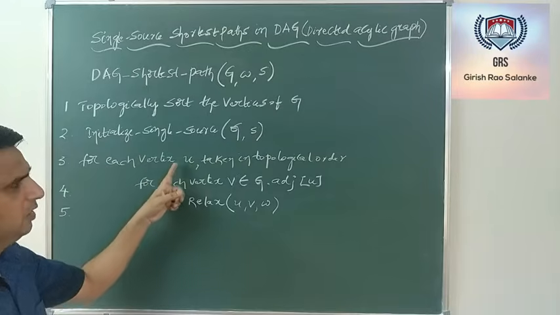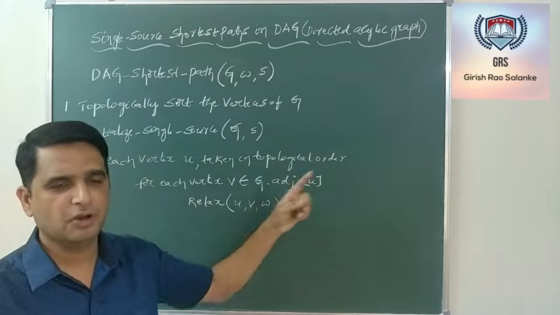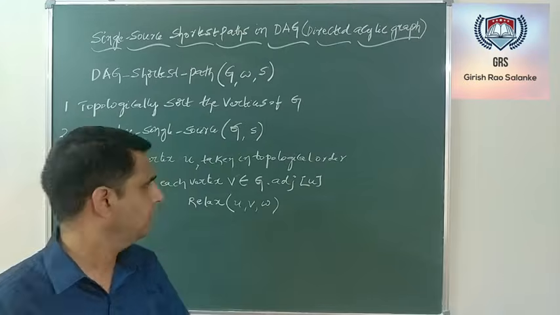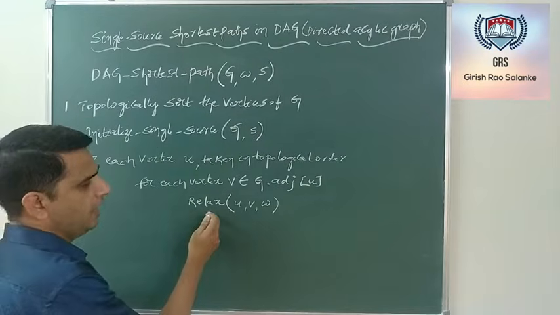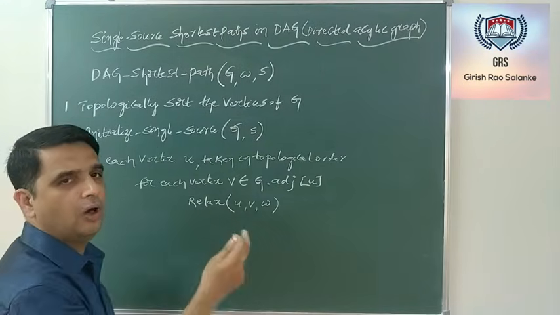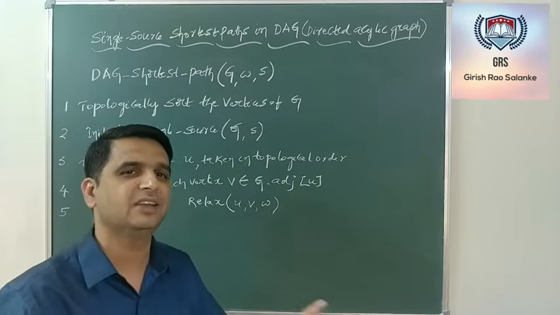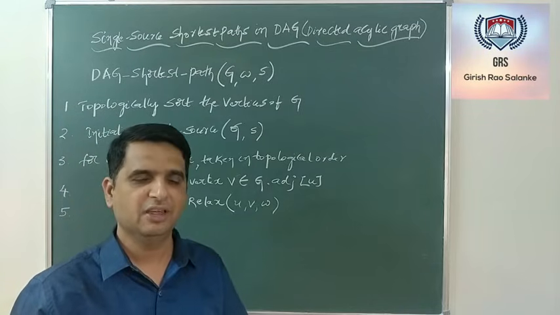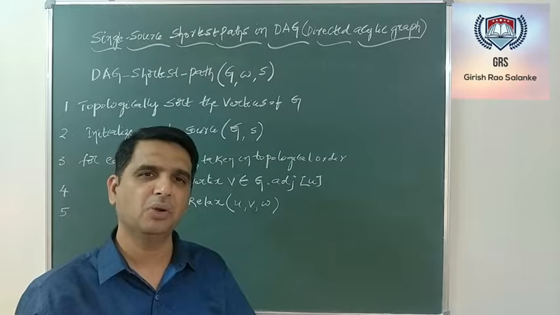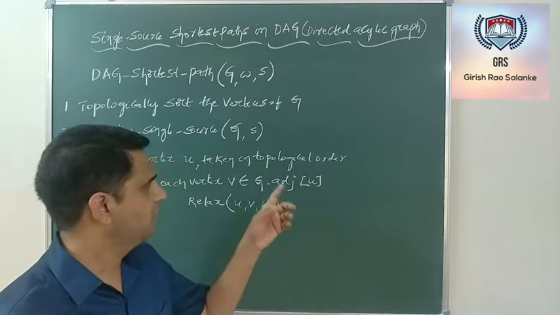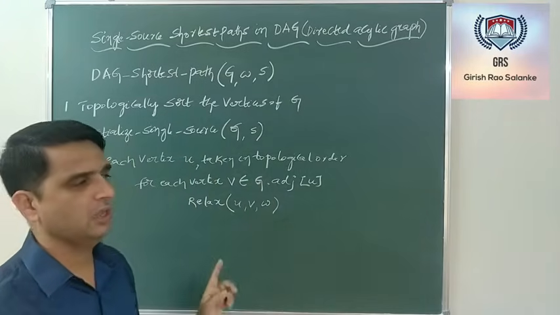for each vertex u taken in the topological ordering, you have to take each vertex in the topological ordering, and you need to do a relaxation with respect to all those vertices which are adjacent to u. In the sense, you need to do a relaxation with respect to all the outgoing edges from u. So this is about the algorithm.